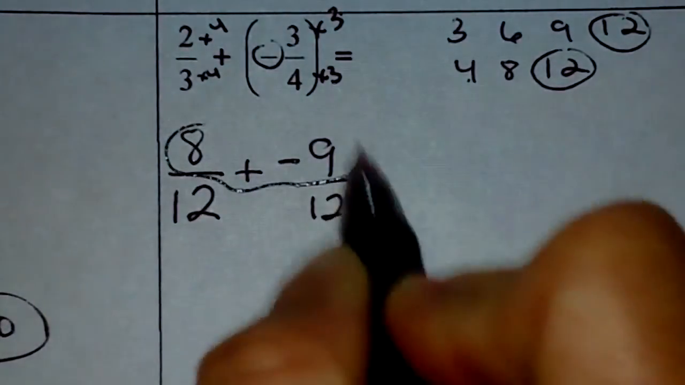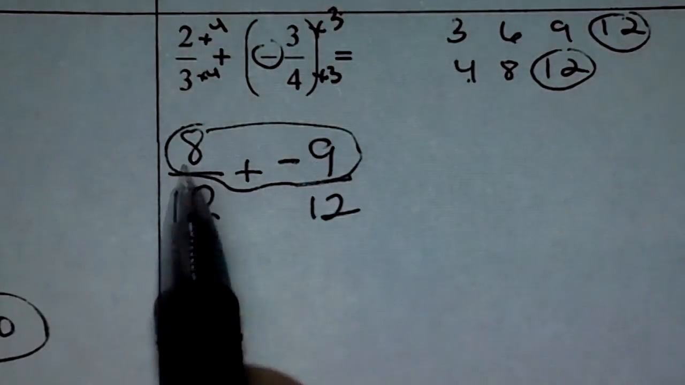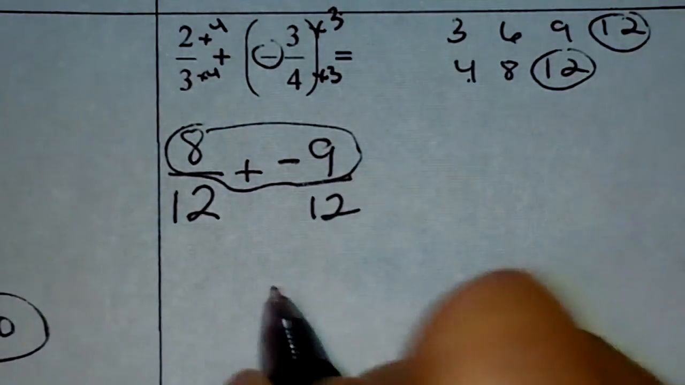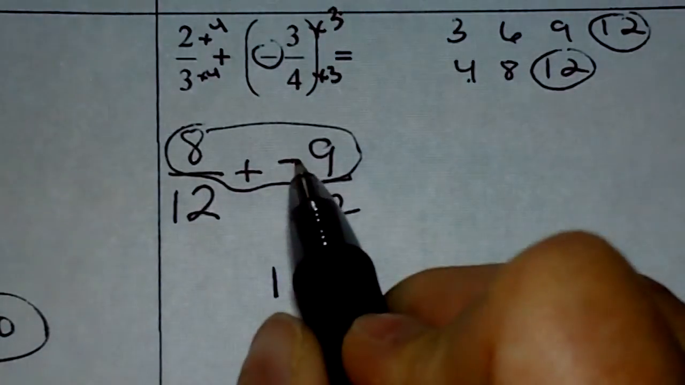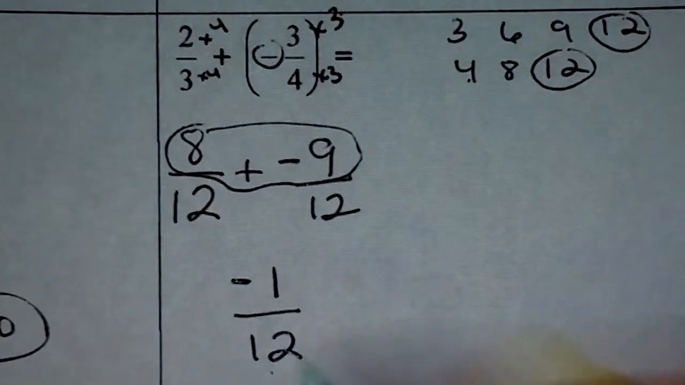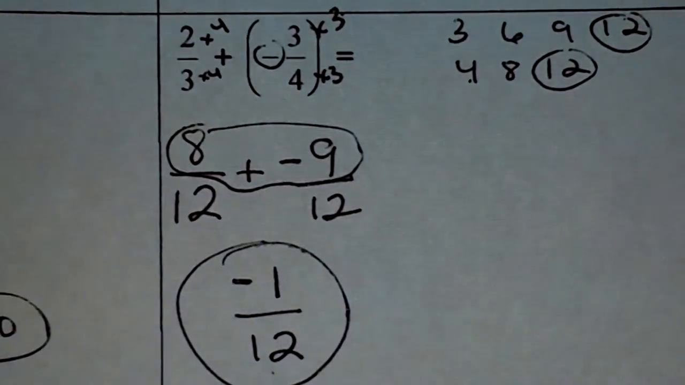I see that I need to add the numerators. 8 plus negative 9. I have one of each. That means I have to subtract the digits. So 9 minus 8 is 1. I'm going to take the sign of the greater digit, which is negative. Bring over the denominator. We have negative 1/12. There's not a number that goes into 1 and 12 other than 1, so we're done.